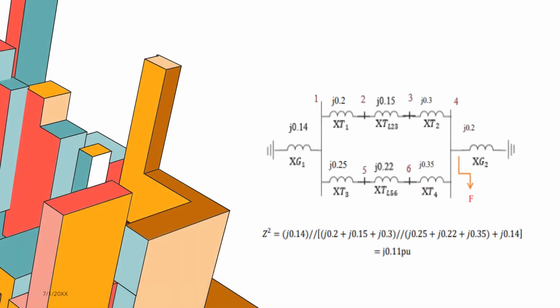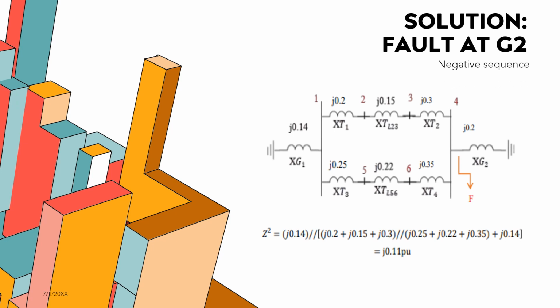Secondly, we need to find the negative sequence. The negative sequence looks like the positive sequence, but it has a different phase order. In the negative sequence, the phase sequence starts from A, C, B. So now we could see the fault happened at generator 2, so it is also a parallel between bus 4 and the impedance at generator 2. For that, we get the negative sequence impedance as j0.11 per unit.